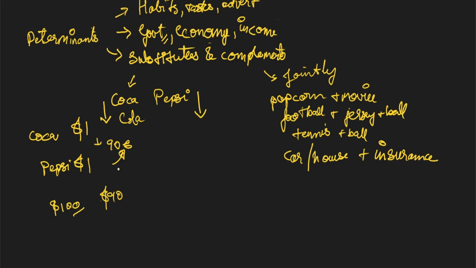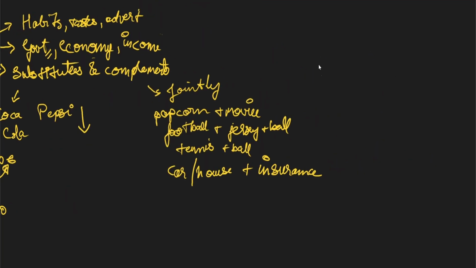So what this means is if the price does not change, right? So if the price of Coca-Cola decreases, then the demand for Pepsi will decrease unless there's a change in the price. Now, complements is going to be an inverse relationship.